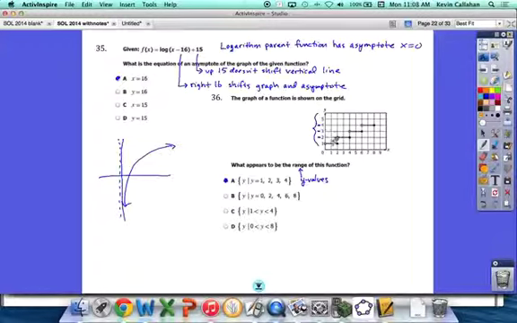Looking at this graph, the only y values are 1, 2, 3, and 4. Now, we shouldn't be confused by this notation because we've seen it in their release tests. These are called set brackets, and you read it like this: the set of all y such that, that's what this bar is, y equals 1, 2, 3, 4.